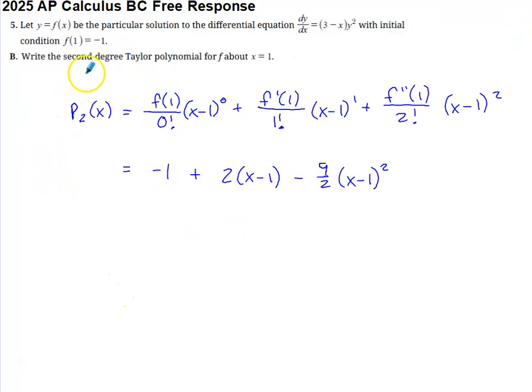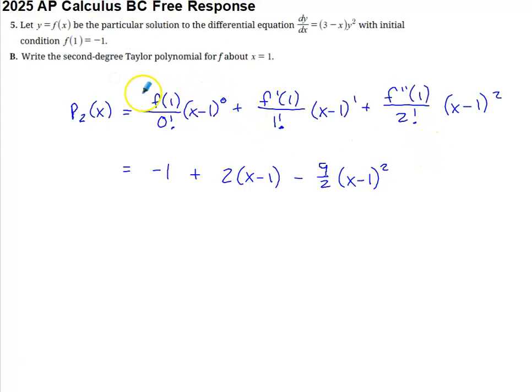Part B asks us to write the second degree Taylor polynomial for f based at x equals 1. So what I went ahead and did is I wrote in general what the second degree polynomial based at 1 is going to look like for any function f. What I realize I'm going to need is f of 1, f prime of 1, and f double prime of 1 to complete those numerators.